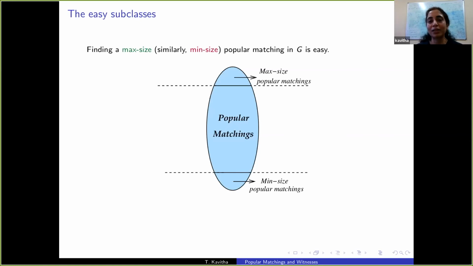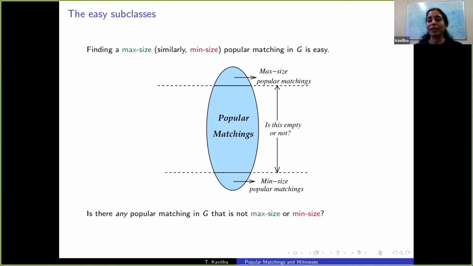So I just marked at the top, we have the set of max size popular matchings. At the bottom, we have the set of min size popular matchings. We know how to find a matching in these classes. The Gale-Shapley algorithm in G prime and in G finds these matchings. However, is there a popular matching that's neither max size nor min size? So in that entire part in the middle, is there even a single matching or is it empty? Just to answer this is an NP-hard problem.